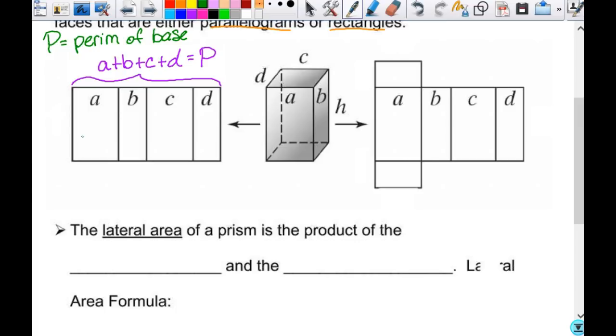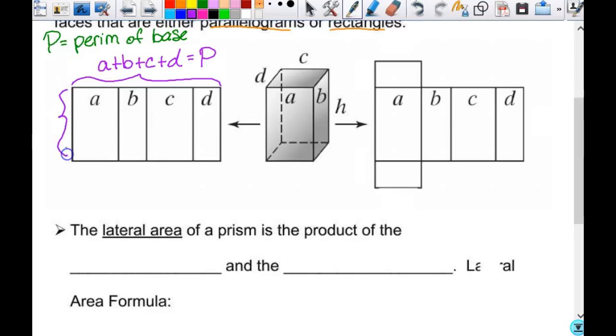So I can find the area of a rectangle. We're pretty good at that. If I add all these pieces up, that's the perimeter of the base. This right here, which is the height of my rectangle, is also the height of the prism. It's still H. Does that make sense?